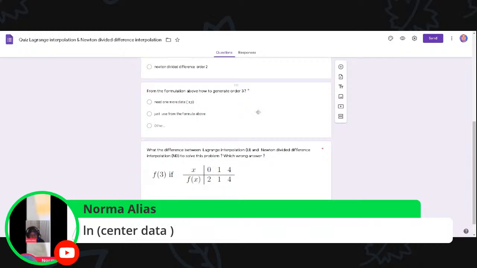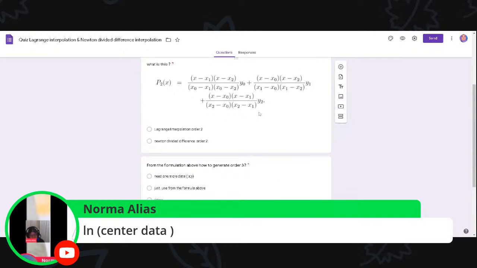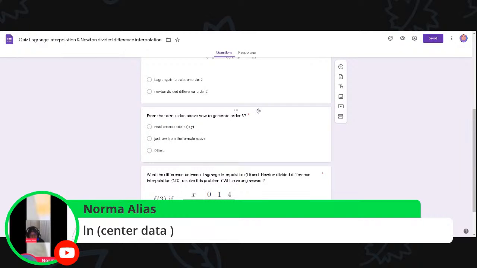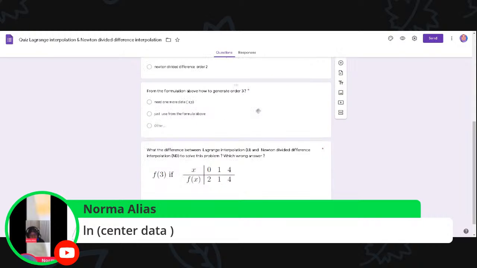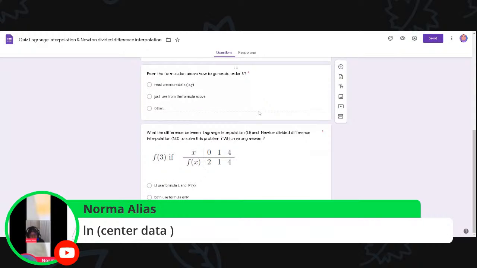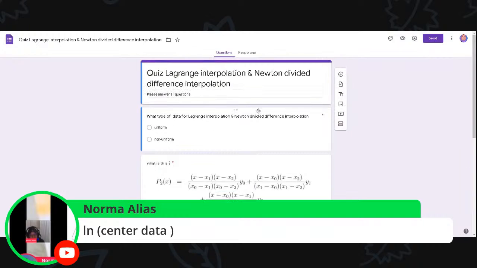And then here, from the formula above, how to generate P3(x), which is the formula of order 3? What is the difference between Lagrange interpolation and Newton divided interpolation in solving this problem? Which one is wrong? Come on, answer the question. I'm waiting for you at the Google form.